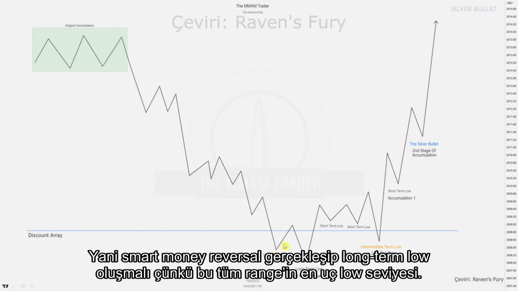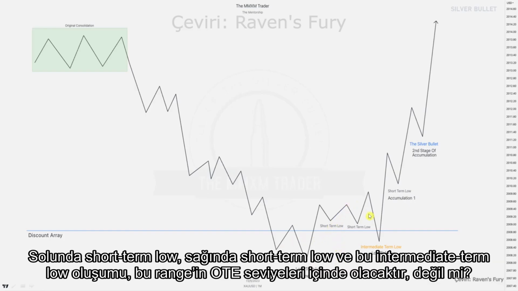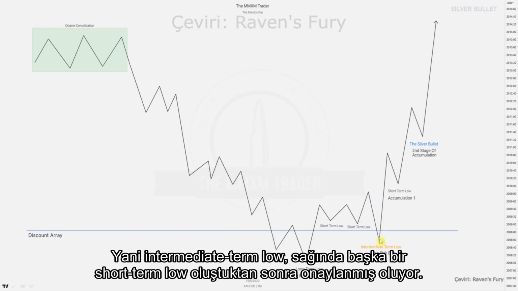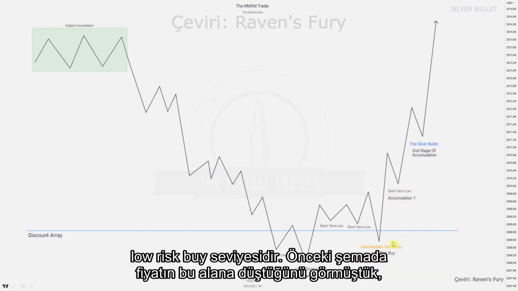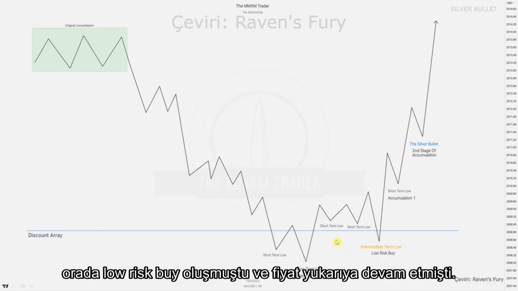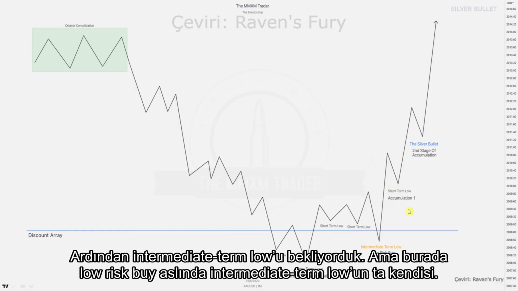Short-term low to the left, short-term low to the right, and that intermediate term low forming will be inside OTE levels of this range, right? So the intermediate term low has been confirmed after we form another short-term low to the right of it. So then this is accumulation phase 1, because this is now the low risk buy. And in the previous schematic we saw price action drop into this area over here, creating the low risk buy already and then continuing up, and then we wait for that intermediate term low, right? But over here that low risk buy is in fact that intermediate term low.